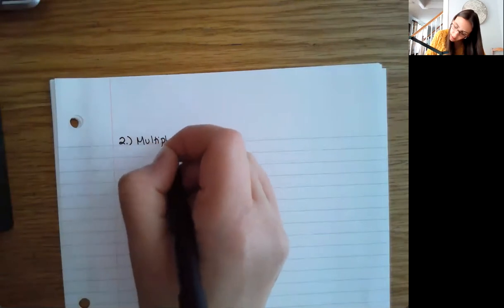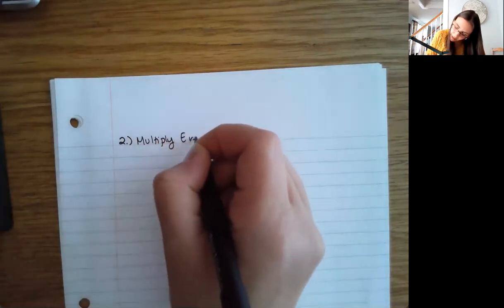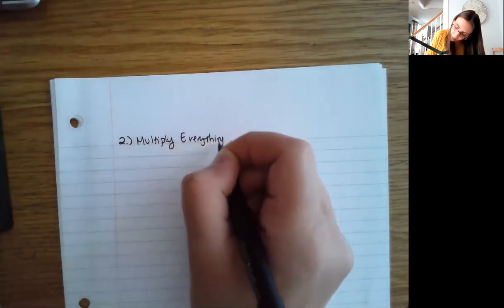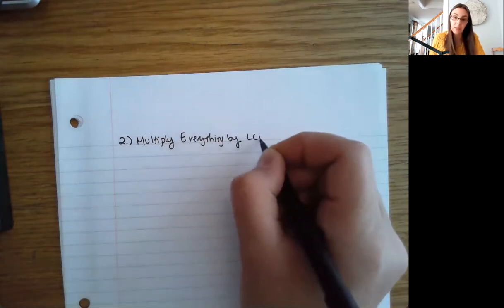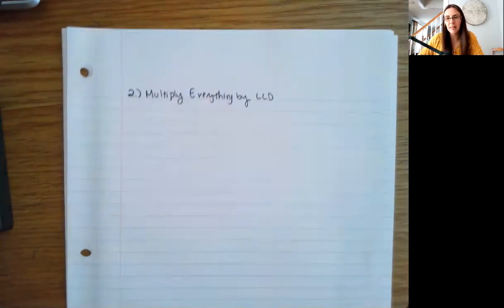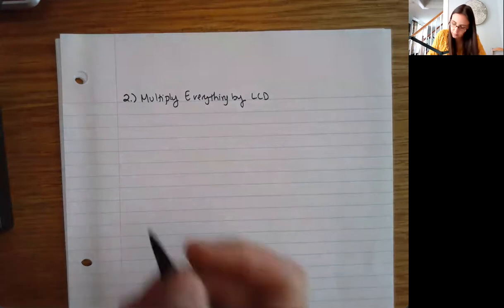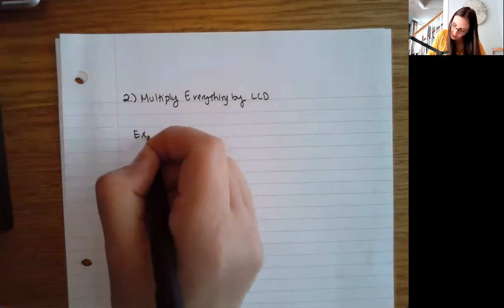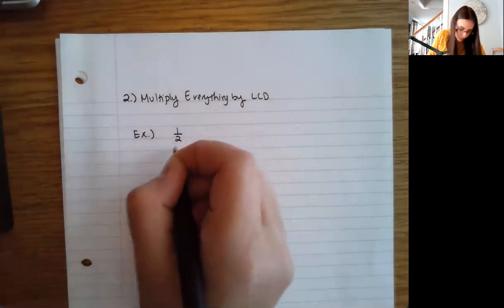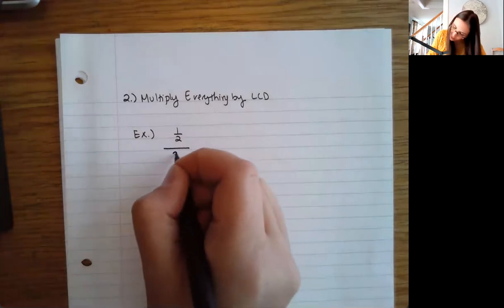Now, the second method is to multiply everything by a common denominator. And what that does is it allows us to cancel out the fractions. So let me do the same examples here. So I have 1/2 over 3/4.